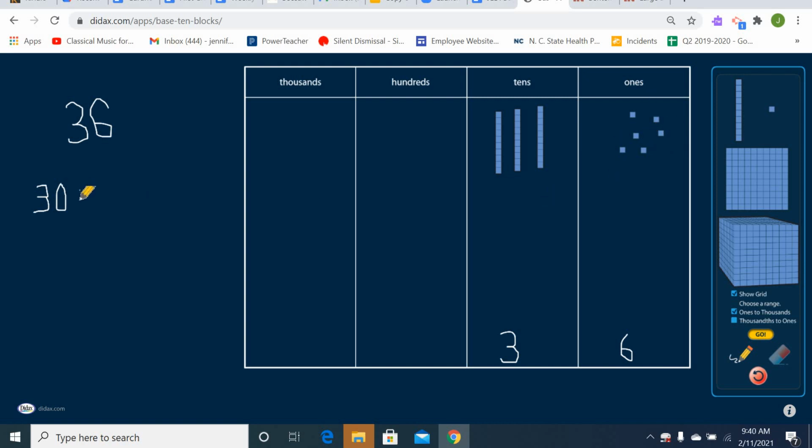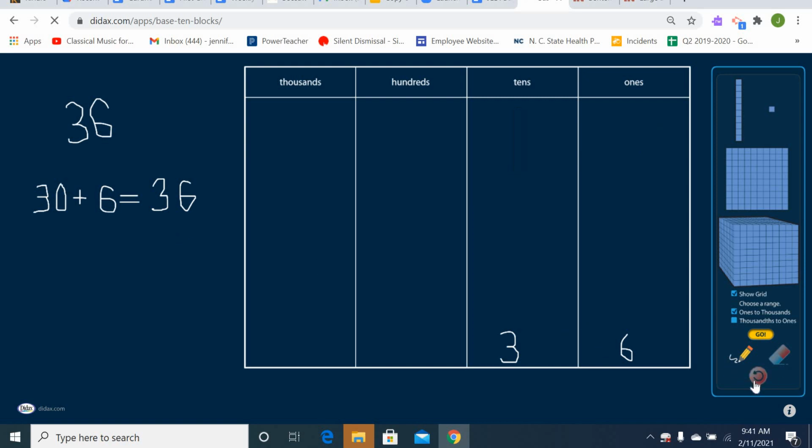So I'm going to write 30 plus 6. Okay? And I know that that equals 36. So this is my expanded form of 36. 30 plus 6 equals 36. That's our expanded form. Okay, let's try another one.